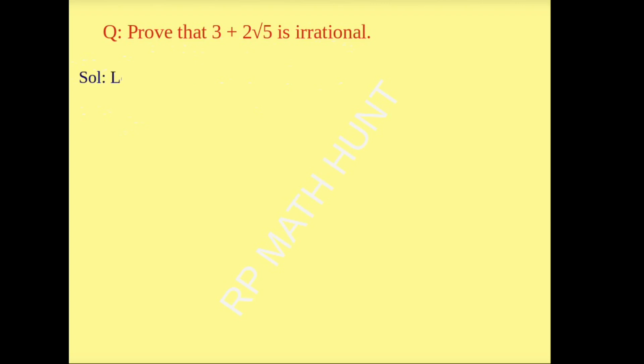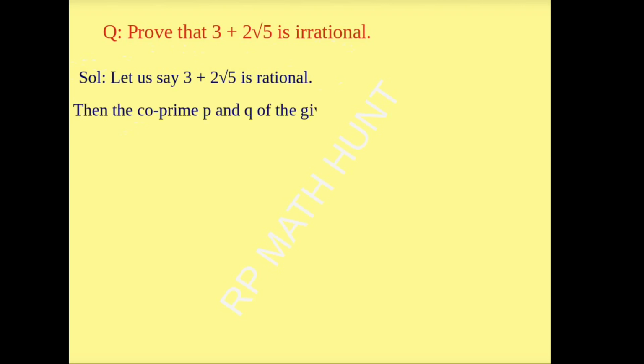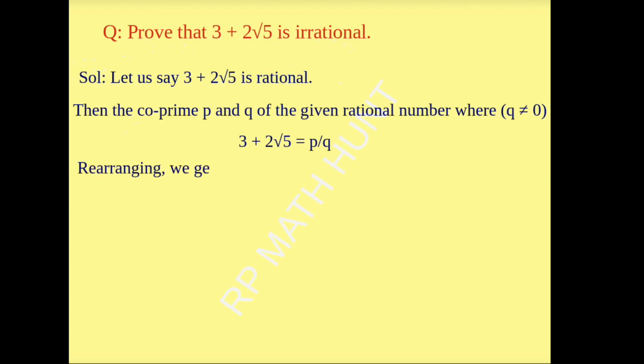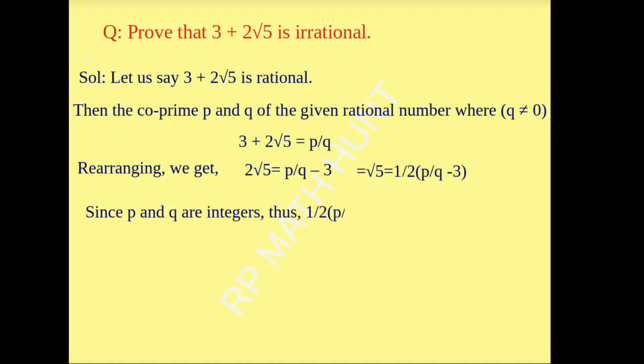Prove that 3 plus 2 root 5 is irrational. Let us say 3 plus 2 root 5 is rational. Then take coprime p and q for the given rational number, where q is not equal to 0. 3 plus 2 root 5 is equal to p by q, and p by q minus 3 is equal to 2 root 5. Rearranging, we get root 5 is equal to 1 by 2 into p by q minus 3.